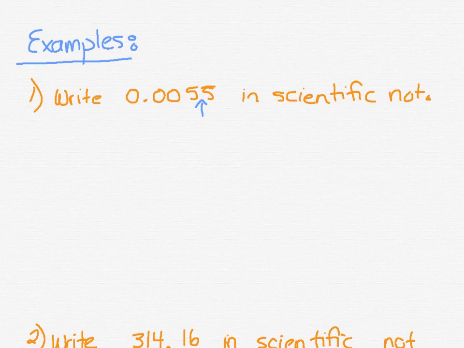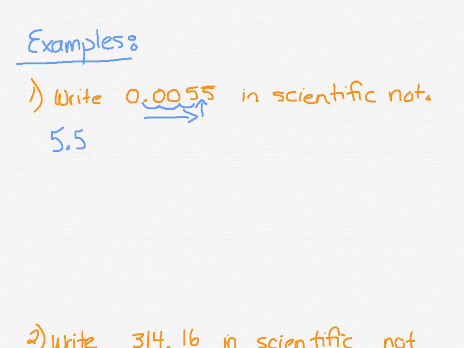Okay, so in this case it would be 5.5. Now, instead of it being a big number, it's actually a really, really small decimal. So we're going to move the decimal not the way that we did it the last time, but actually we're going to be moving it this way to get to 5.5. So in this case, we're going to have a negative exponent because we have a small number and we're making it into scientific notation.